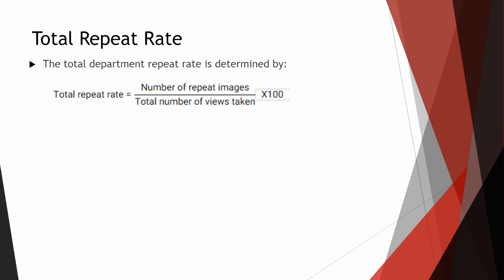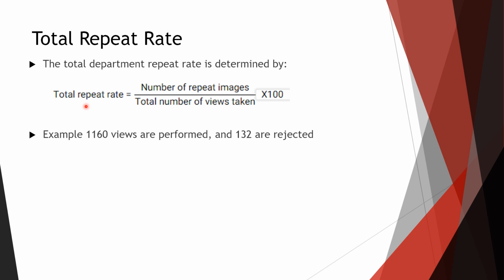It could be 1,000, it could be 5,000. I'm not sure, right? Depends what time frame you're looking at. And then the number of repeated images for any reason. Okay, and this will give the total repeat rate. How often are we repeating images? Just in general. Okay, the total repeat rate.